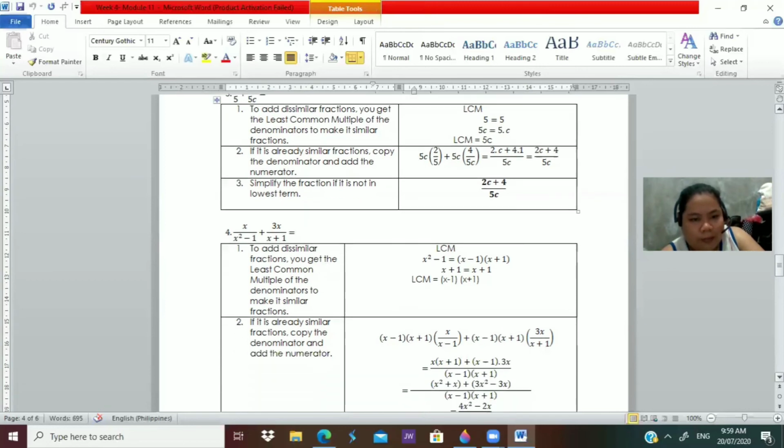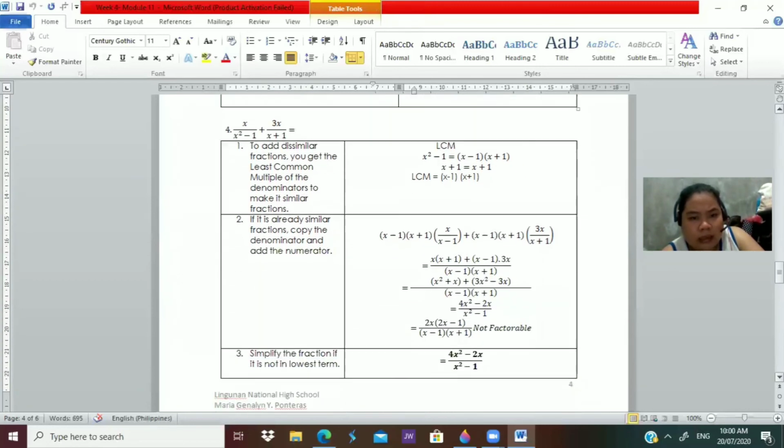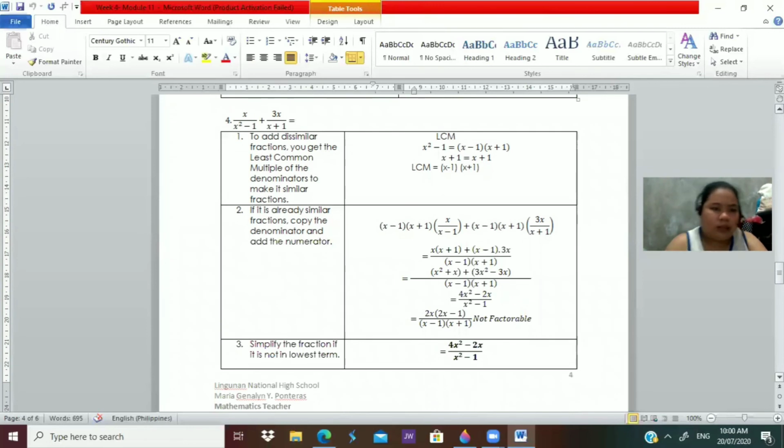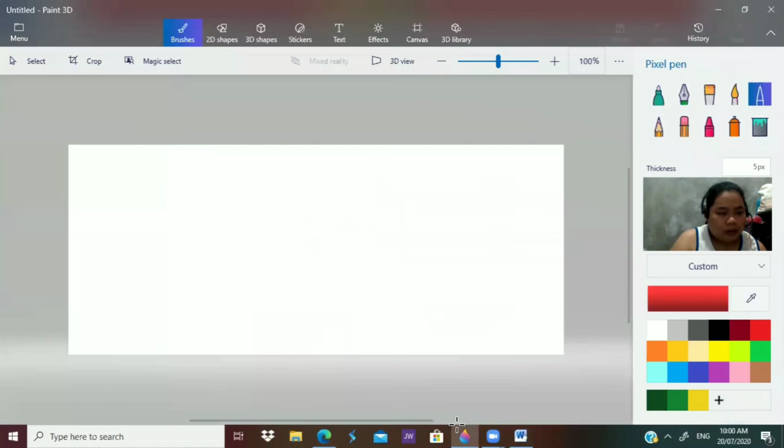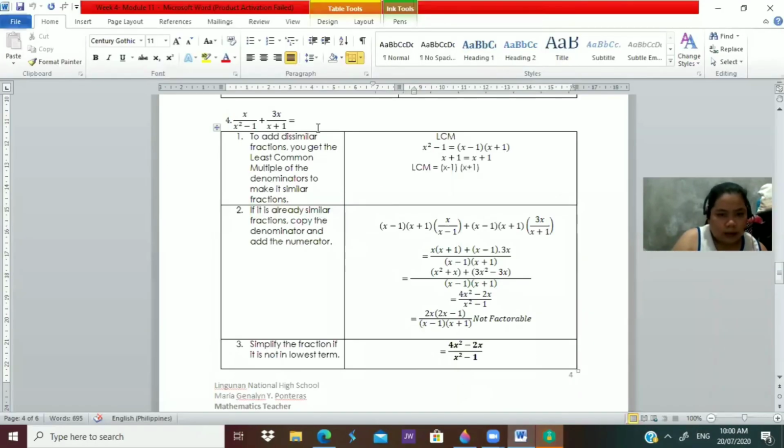Okay, so doon tayo sa number 4, yung mahirap-hirap. Ayan. Number 4, ito. x/x² minus 1 plus 3x/x+1. Ayan, medyo mahirap-hirap kasi may x² na eh. Okay, so number 4. 3/x+1 plus, what's this? x/x² pala. x/x² minus 1.